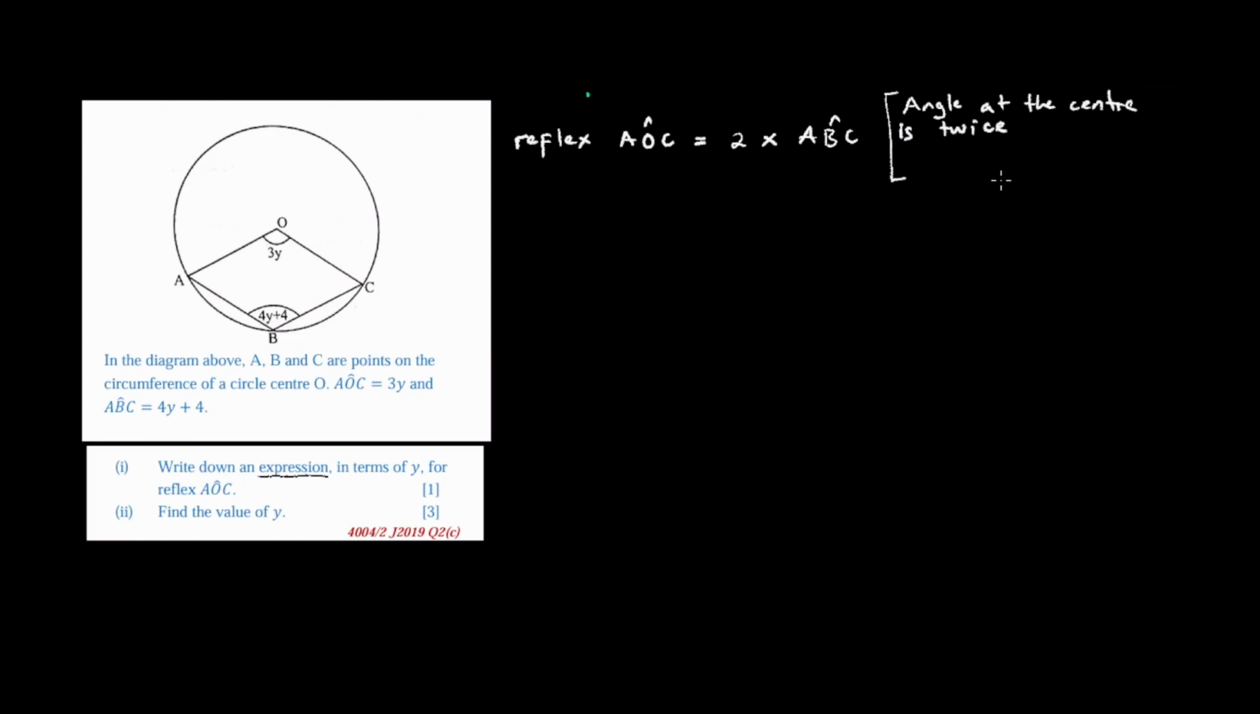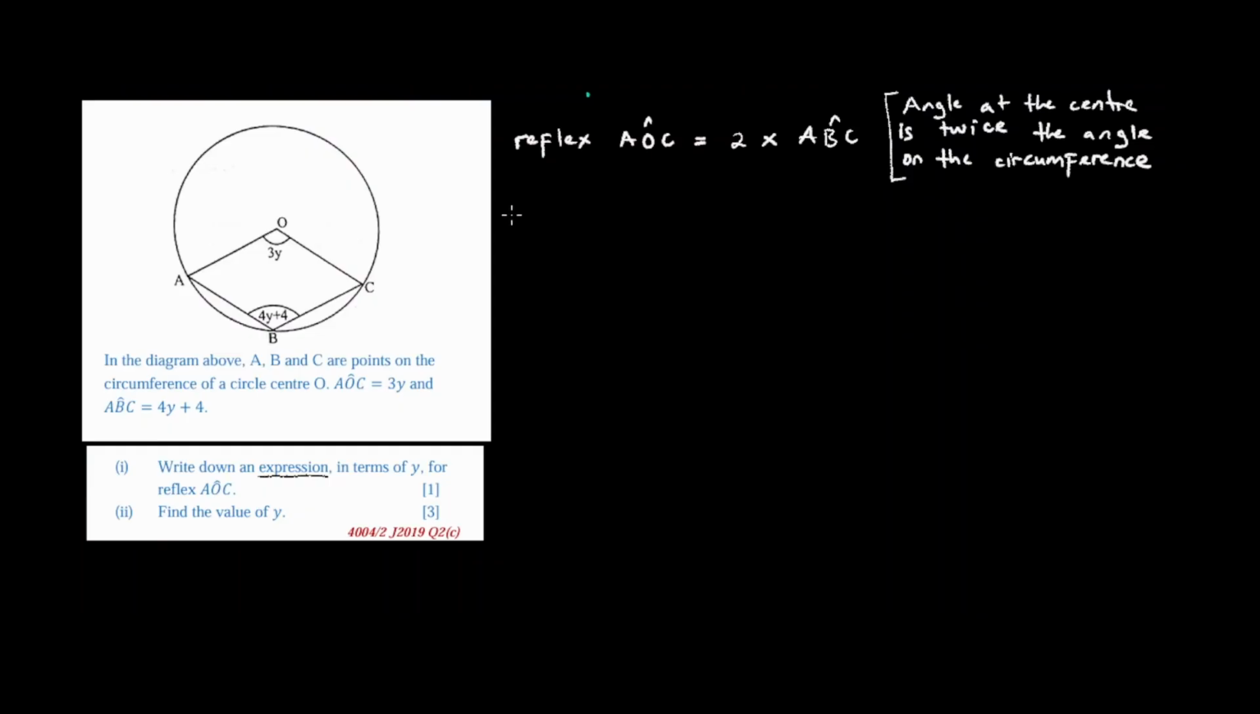In fact, kuisa reason is serious might be more dangerous than kuisa reason. So be wise there. Angle at the center is twice the angle on the circumference. That is what we have. Okay.